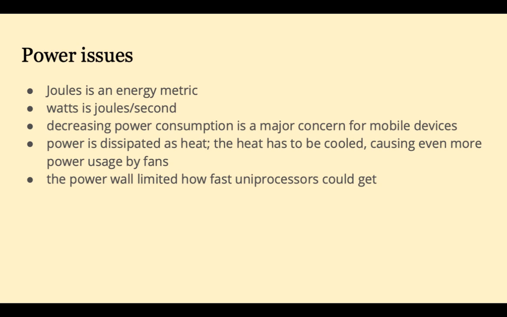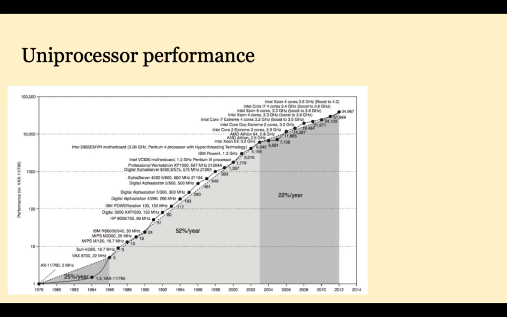The power issue became even more important as mobile devices became more prominent. Power has to dissipate as heat, and this heat has to be cooled, causing even more power usage. And this helps explain how the power wall limited how fast uniprocessors could get. In an earlier chart, we saw the limitations on processor speed imposed by the power wall. This chart from 1978 to 2014 shows the gains in many different processors. In the range from about 1986 to 2003, over 50% a year improvement was made up until the power wall.